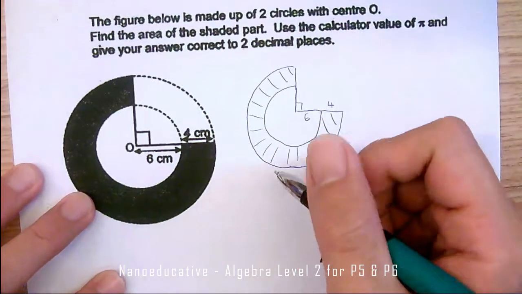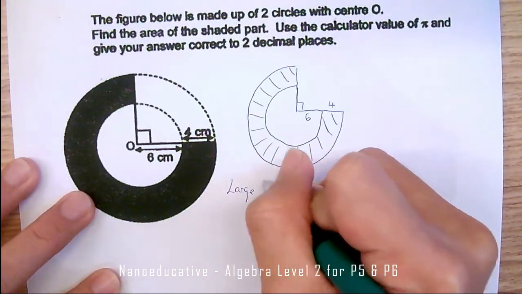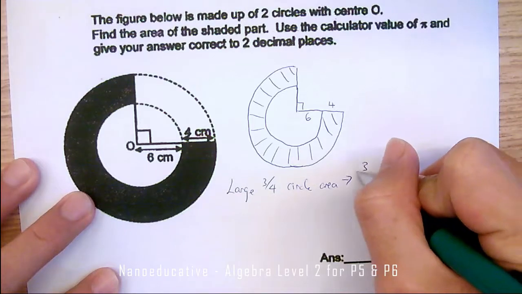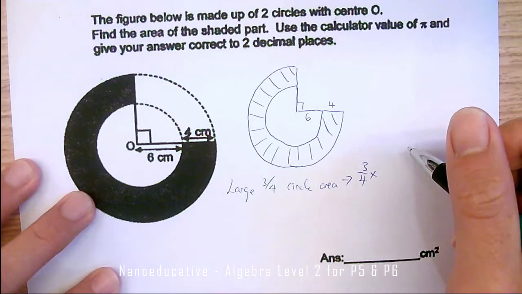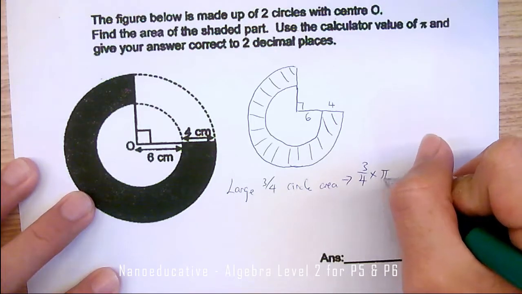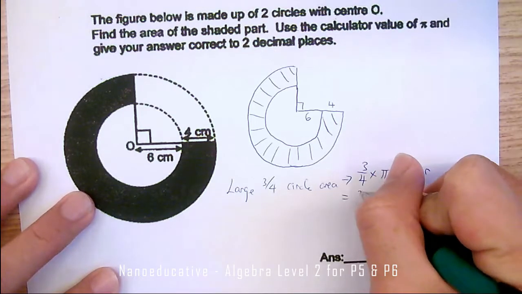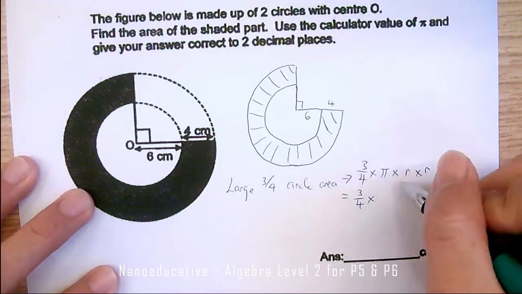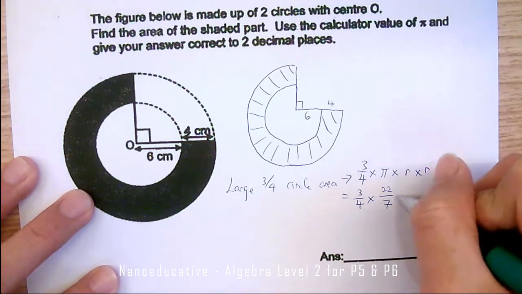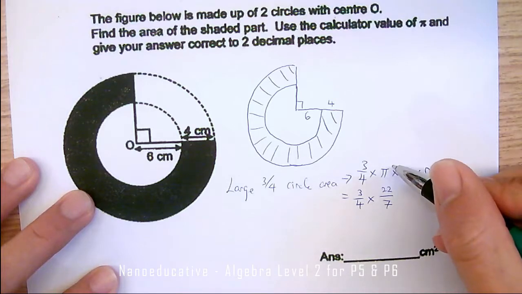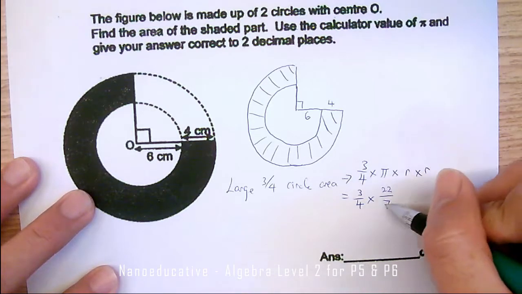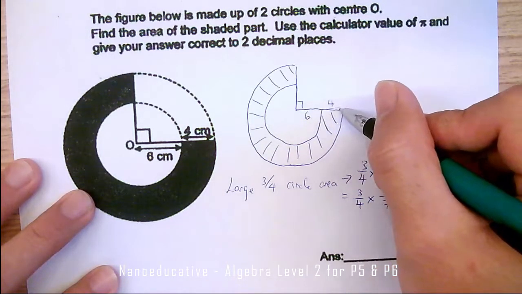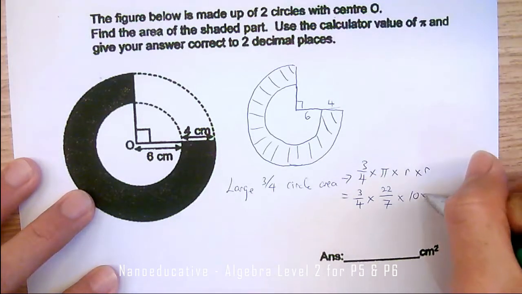So the large 3/4 circle area, I'm just going to put here. It will be 3/4 of the formula for the area of a circle, pi r squared, so pi times r times r. So it's 3/4 multiplied by your calculated value of pi. In this case, I'm just going to put 22/7, but in our working, please don't write 22/7. I'm just letting y'all know, this is an example of pi. Multiplied by r. The radius of the larger circle will be 6 plus 4, so it will be 10 times 10.